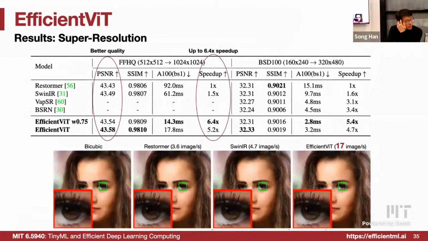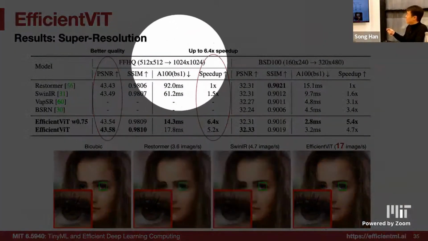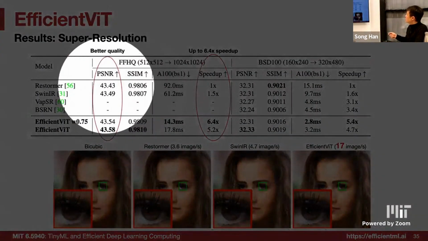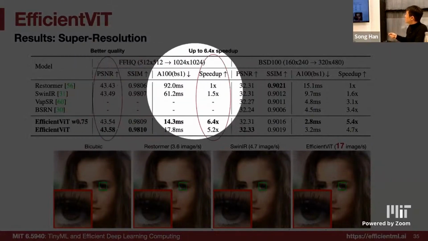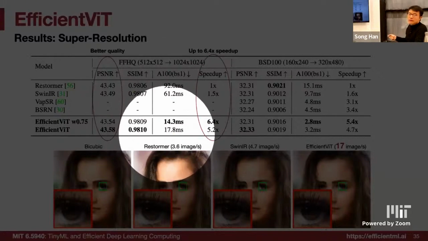Not only on segmentation, but also on super resolution tasks. Here are two datasets. One is the FFHQ dataset, which is a human face dataset. We are trying to do super resolution from 512 to 1K. This is the original PSNR, the higher the better. We can achieve even higher PSNR. Originally, it takes 92 milliseconds. Now it's only 17 milliseconds, or 5 times faster.